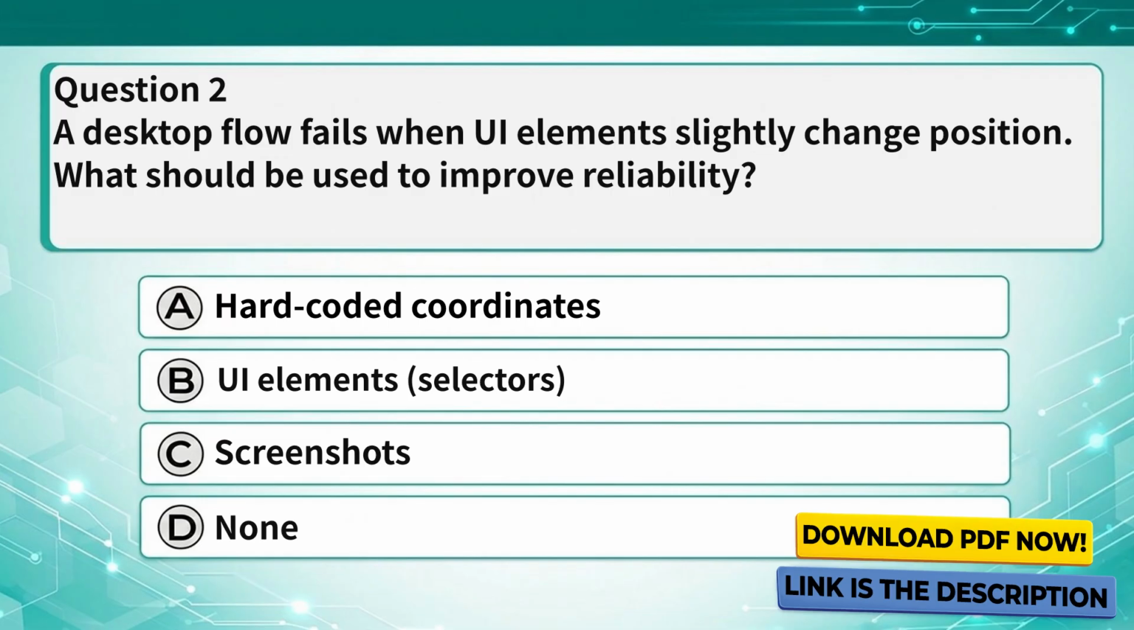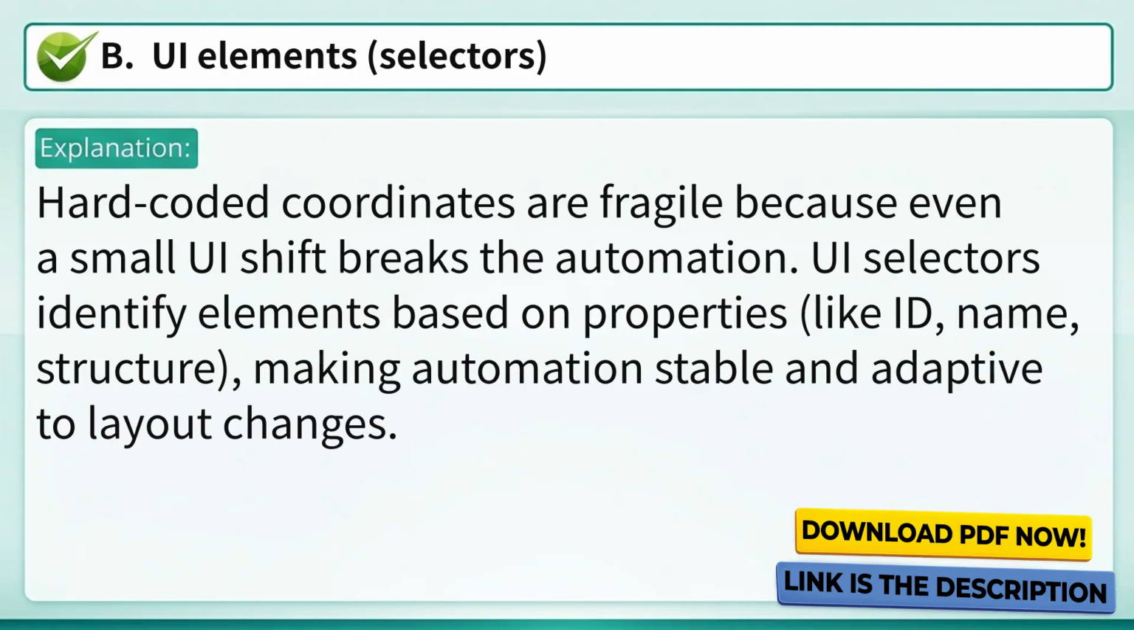Question 2. A desktop flow fails when UI elements slightly change position. What should be used to improve reliability? A. Hard-coded coordinates. B. UI elements, selectors. C. Screenshots. D. None. Correct answer, B. UI elements, selectors. Explanation: hard-coded coordinates are fragile because even a small UI shift breaks the automation. UI selectors identify elements based on properties like ID, name, structure, making automation stable and adaptive to layout changes.